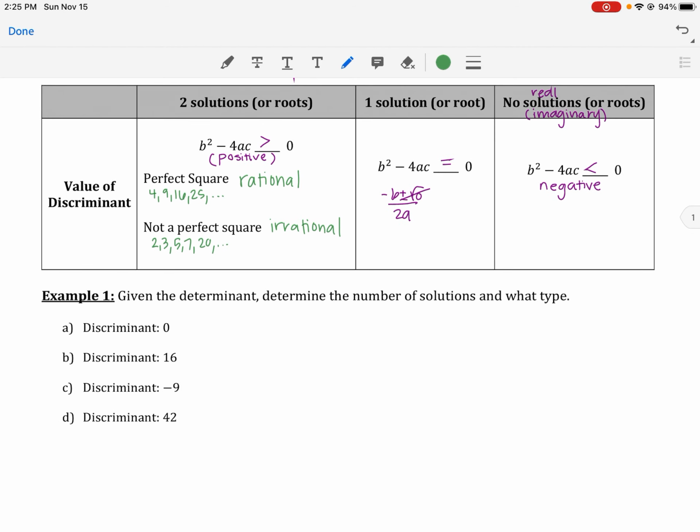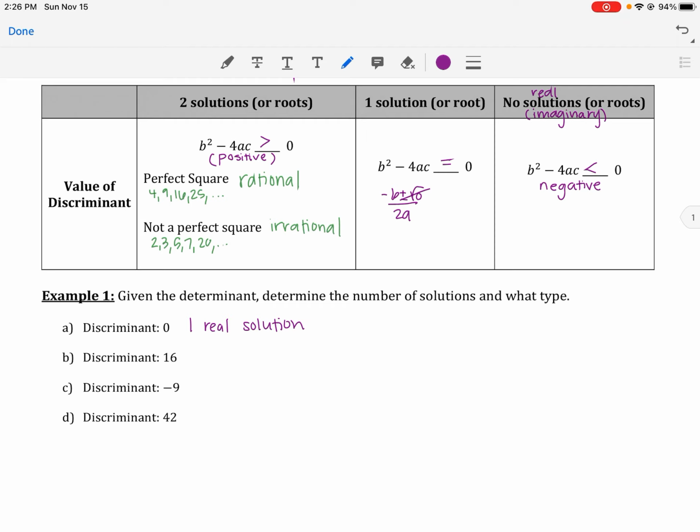So let's go ahead and, given the discriminant, determine the number of solutions and what type. For example, if your discriminant is 0, we said that there's going to be one real solution. Technically, that is rational if you're wanting to know, because it will be a ratio.